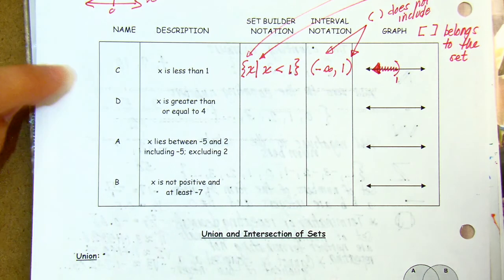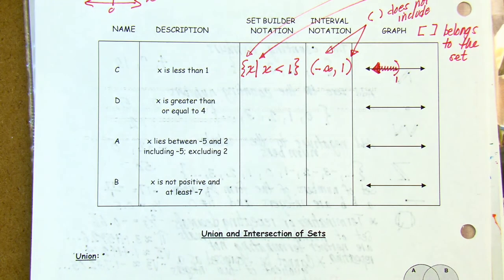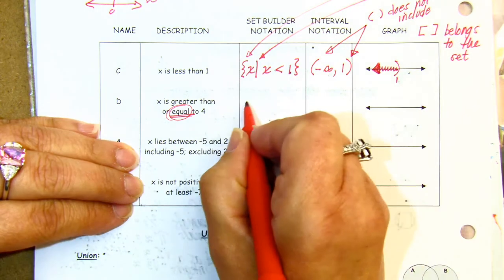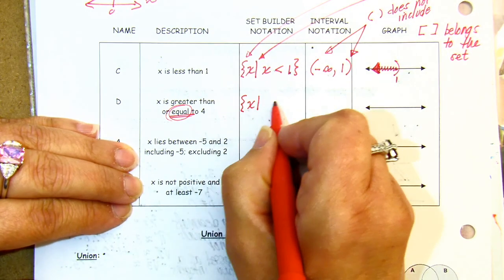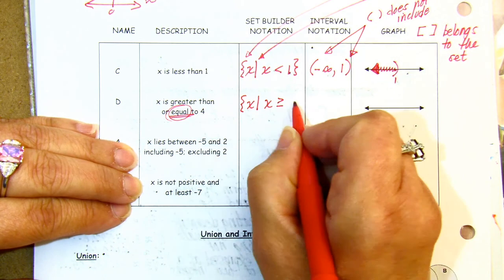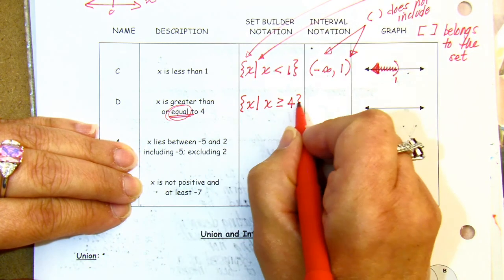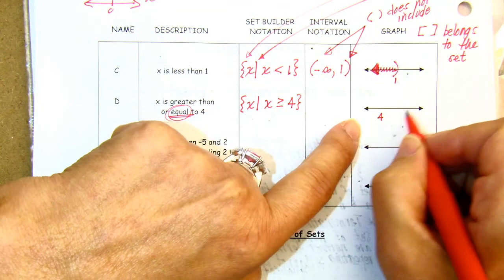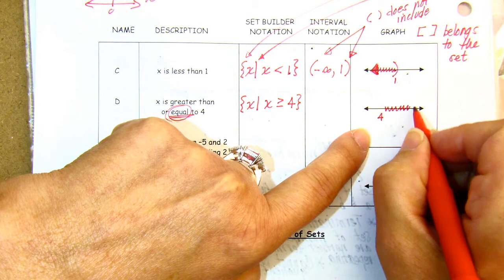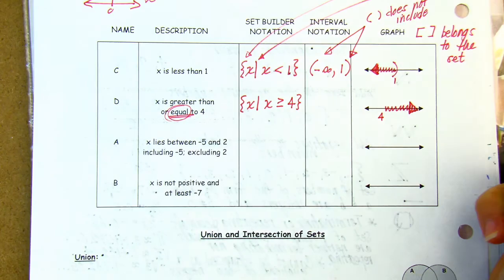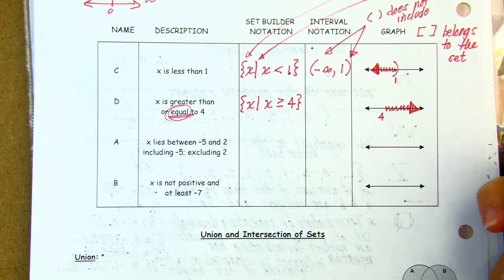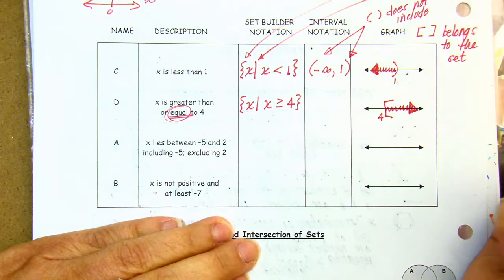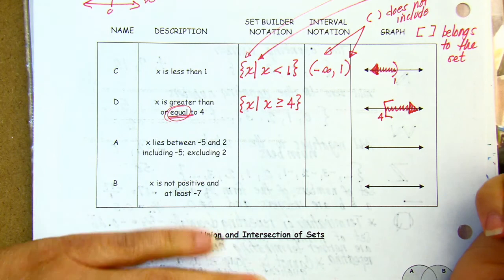All right, set D. x is greater than or equal to 4. Or equal means include. So I've got the set of all x such that x is greater than or equal to 4. This time, if I'm thinking about this on the number line, I'd be at the number 4, and I'd be shading to the right because greater than is to the right. There's my thick arrow. And now the question is, do we need a bracket or parentheses? Well, if it's equal to, I need a bracket. So I'm going to bracket to the right. And my interval notation is going to look just like this.